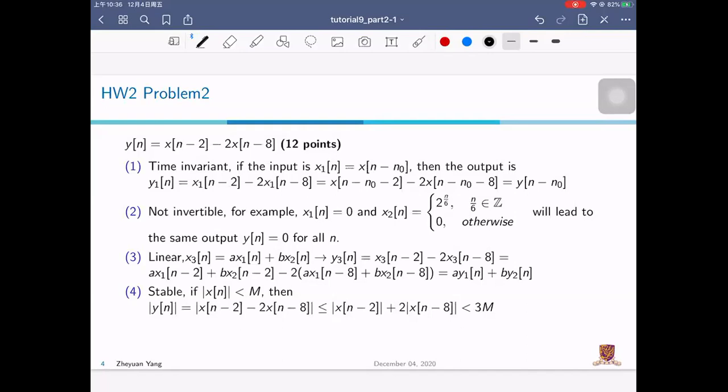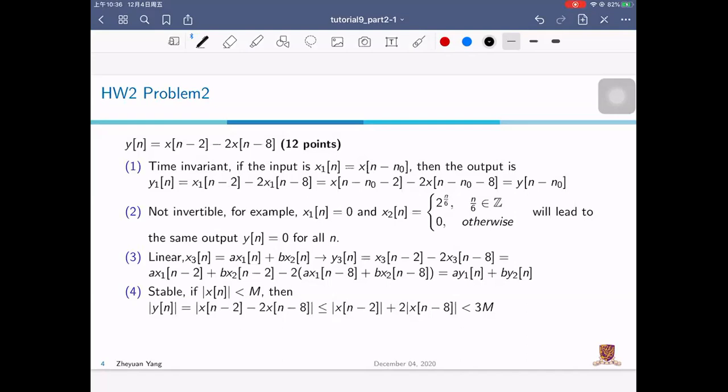And we can also construct another sequence x2[n]: when n divided by 6 is an integer, x2[n] is equal to 2 to the power n minus 6. And we can check that if we have this input, y[n] will also be 0 for all n. So it is not invertible. And it is linear, and it is also stable.